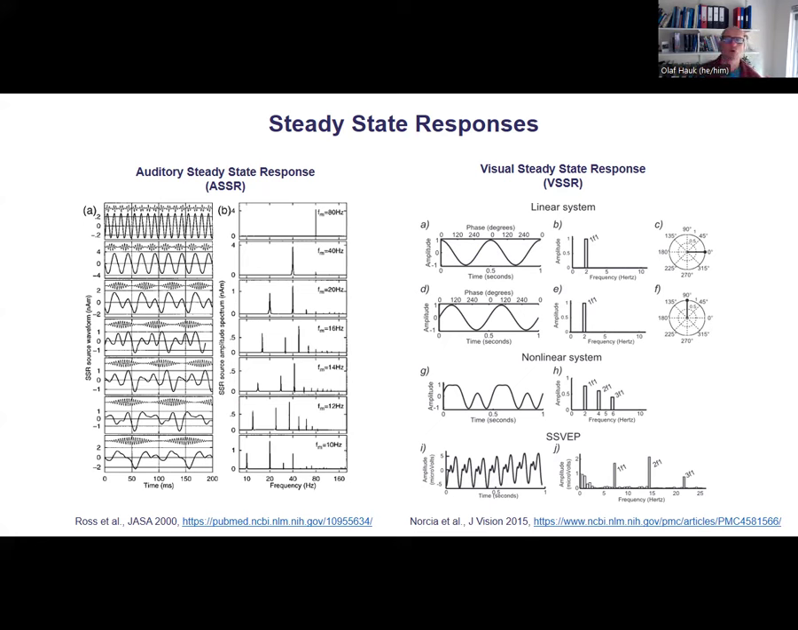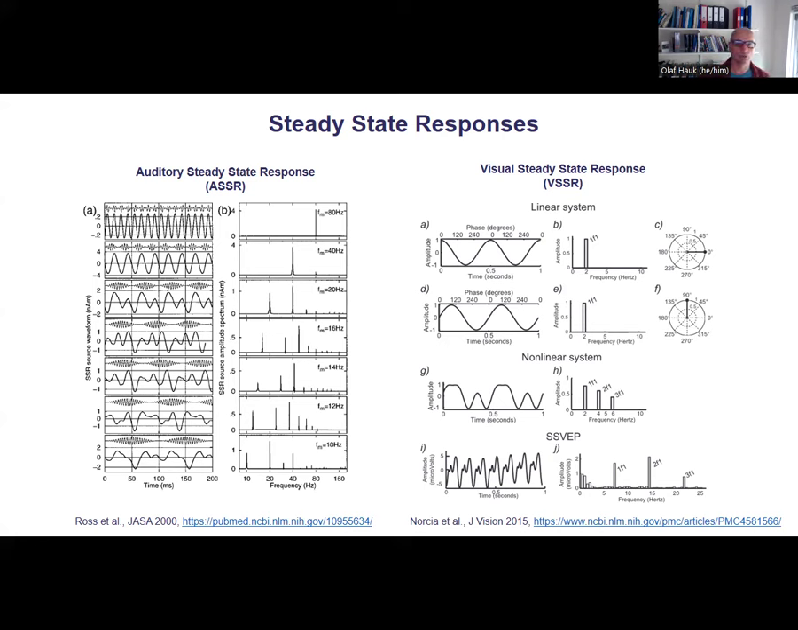And most of you may have heard about the steady state responses in EEG and MEG. If you present a periodic stimulus to your participant, then maybe not surprisingly, you also get a periodic brain response. That is, for example, the case in the auditory domain. So imagine you have a tone at a particular frequency, and then you modulate that with a carrier frequency.